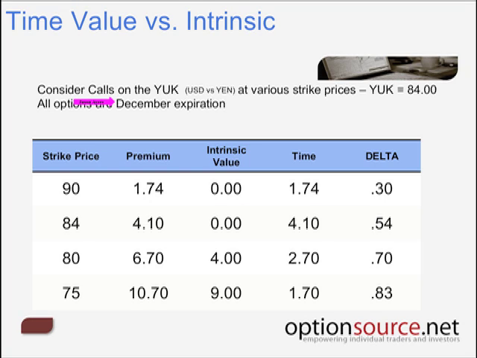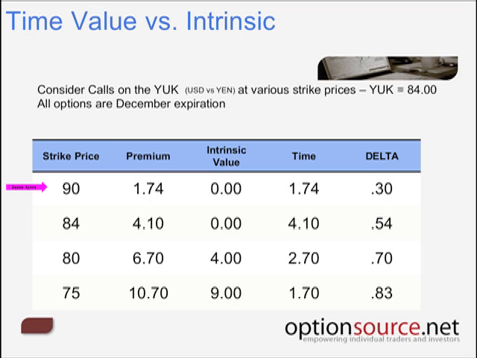The consideration here is that we're bullish on the YUK, which is reflecting the U.S. dollar versus the Japanese yen, and that the current pair value is sitting at 84, and we're looking at December expiration. So we're going to give ourselves quite a bit of time in order to participate. And one thing we always have to remember is that when we give ourselves time, we're going to have to pay for that time. So the more time we want to give ourselves, the more it's going to cost us.